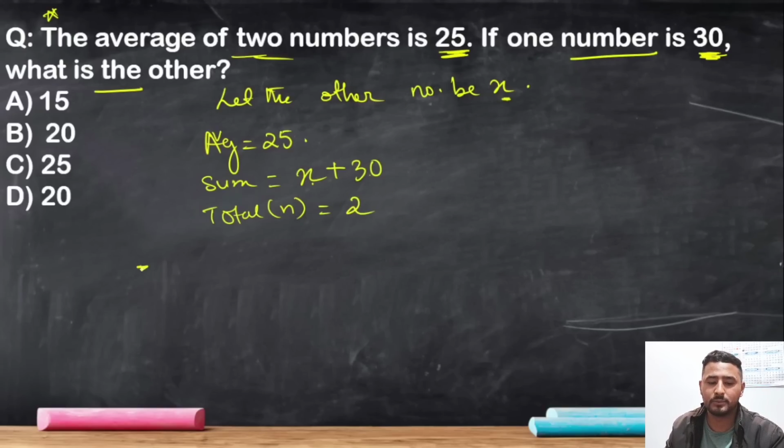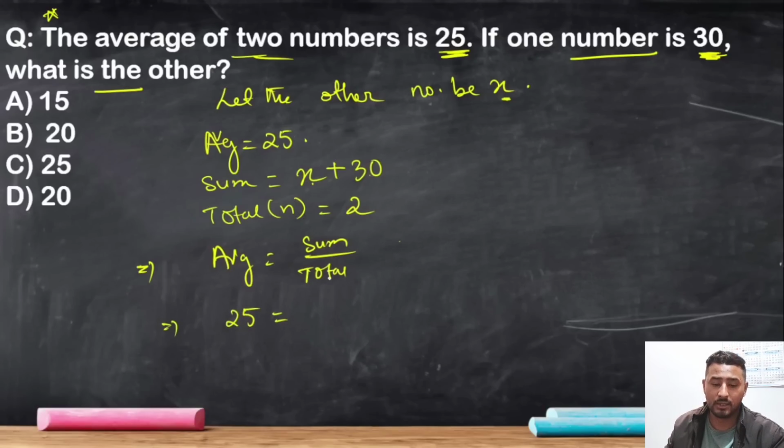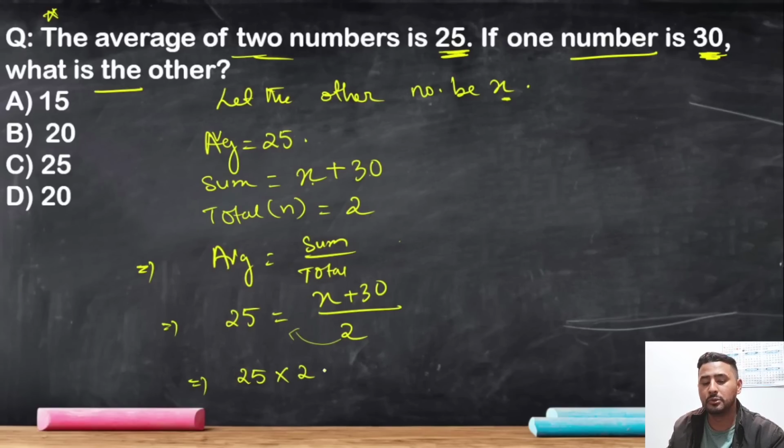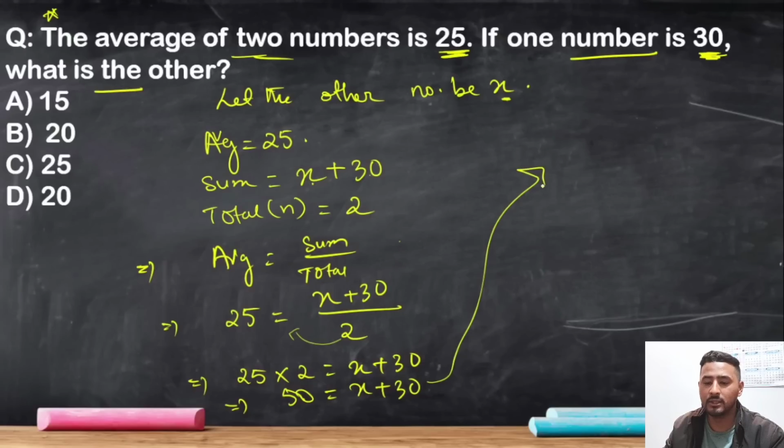Let's put it in the formula now. Average is equal to sum of observations divided by total number of observations. I'm just writing in short. The average is already given, it's 25. Our sum is x plus 30, divided by the total number, 2. Now just cross multiply to this side. This becomes 25 into 2 equals x plus 30. Solve this and you get 50 equals x plus 30. Let me write it down here. Don't be confused.